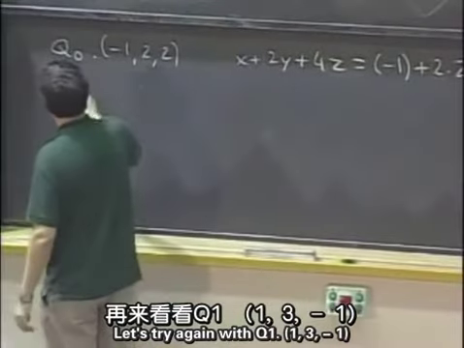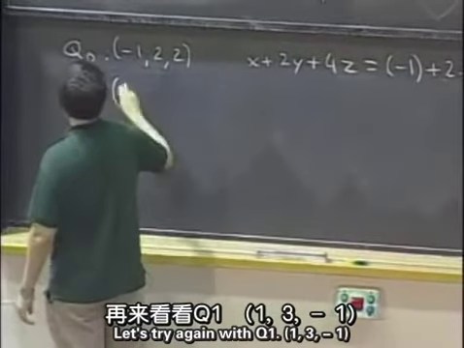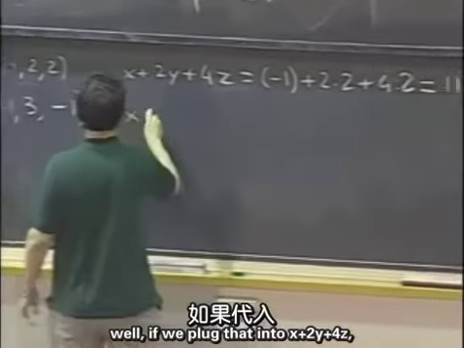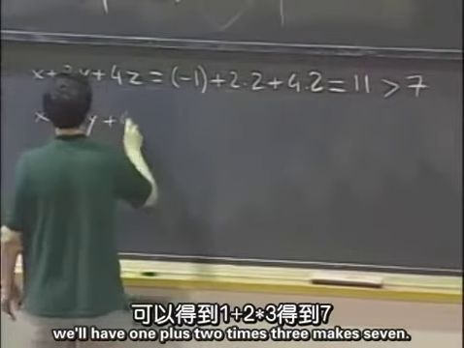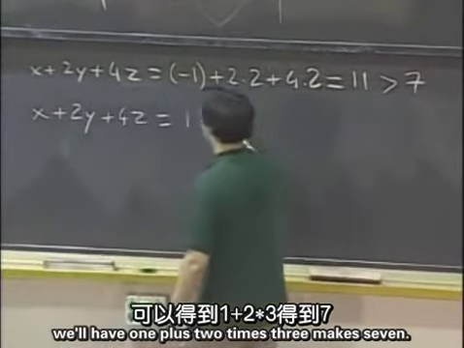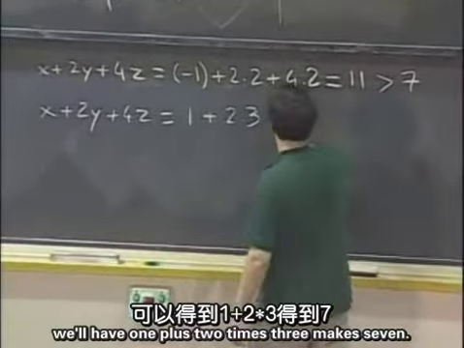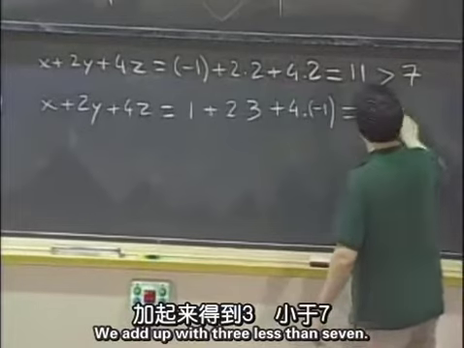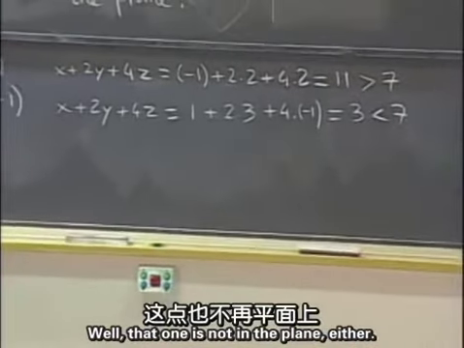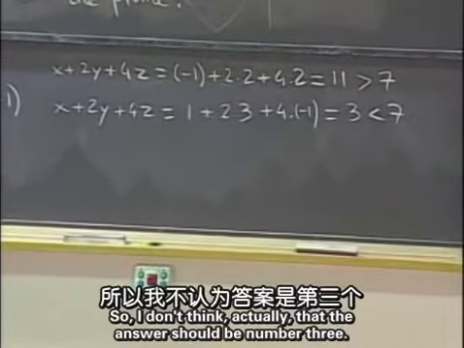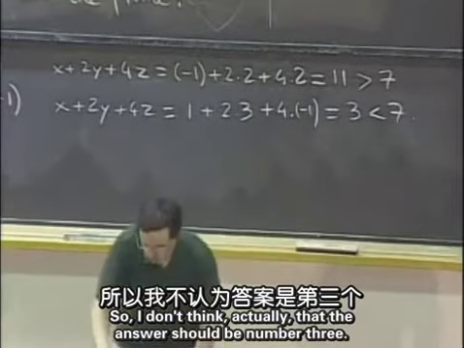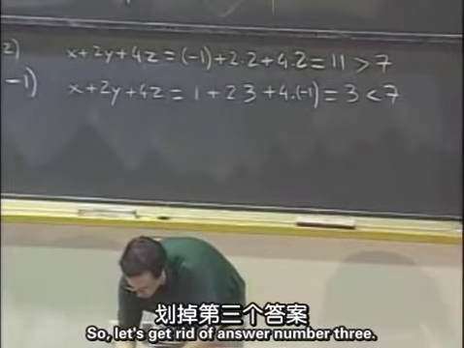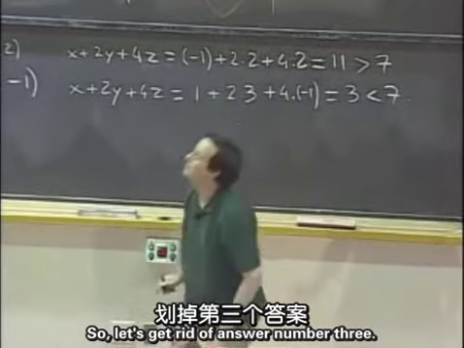Let's try again with Q1, (1, 3, -1). Well, if we plug that into x + 2y + 4z, we'll have 1 plus 2 times 3 makes 7, but we add 4 times negative 1, we end up with 3, less than 7. Well, that one is not in the plane either, so I don't think the answer should be number 3. So let's get rid of answer number 3.